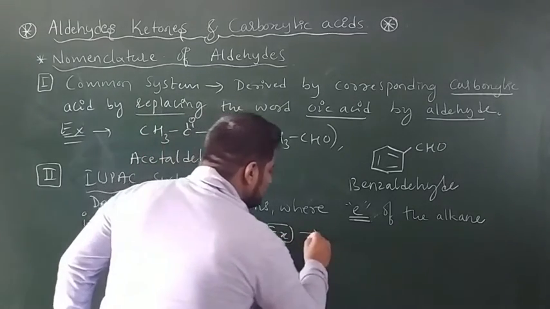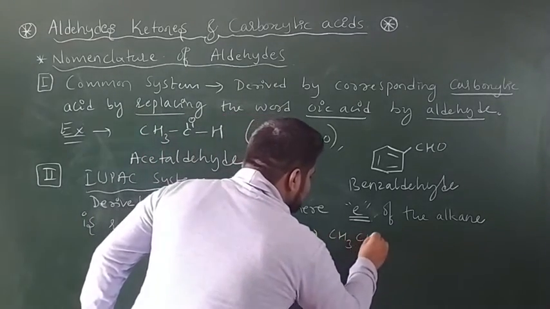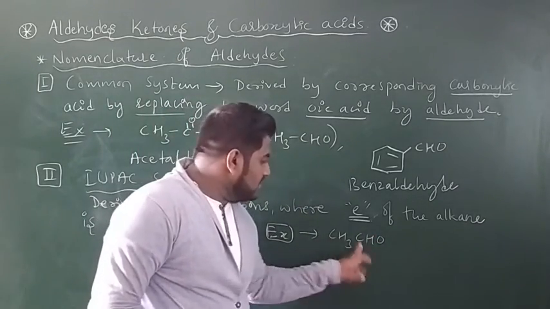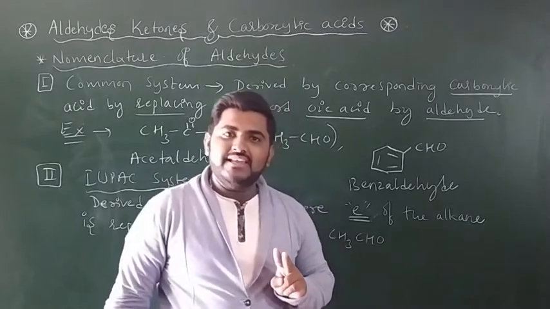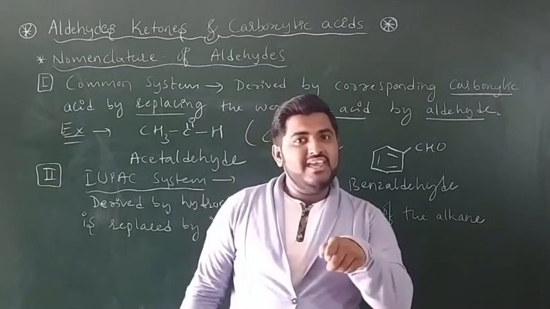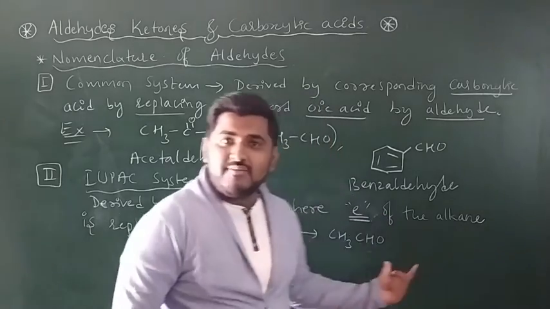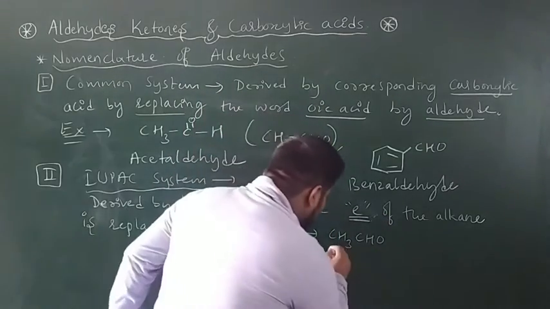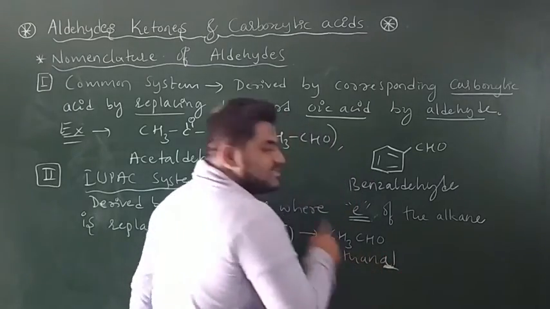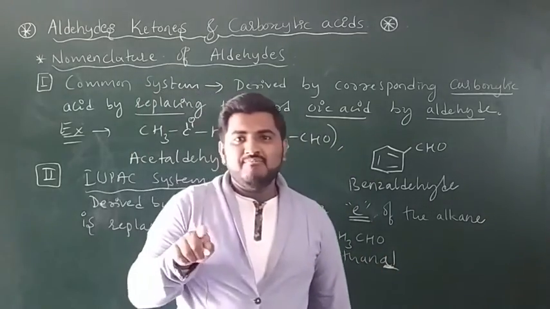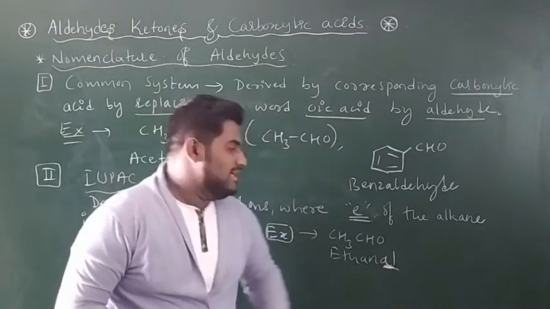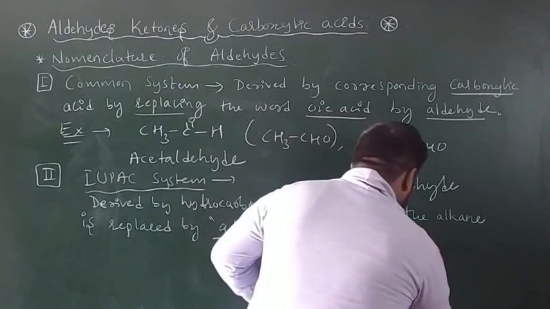Examples: CH3CHO. Carefully see here. How many carbon atoms are there? 1, 2. So what is the parent alkane here? 2 carbons means ethane. So the E of ethane is replaced by al. So what is the name? Ethanal. Why al? Because the parent alkane is ethane, and the E of the alkane is replaced by al. Therefore the name is ethanal.